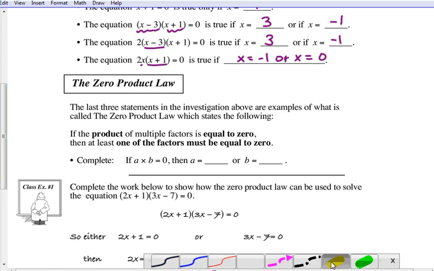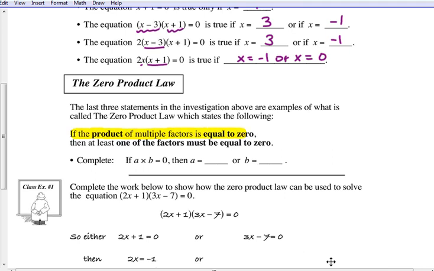the product of the multiple factors is equal to 0. If the product is equal to 0, then at least one of the factors must be 0. Right? If the product's going to be equal to 0, then at least one of them is equal to 0. So if a times b equals 0, then either a equals 0 or b has to be 0. One of them has to be 0 to make it equal to 0.